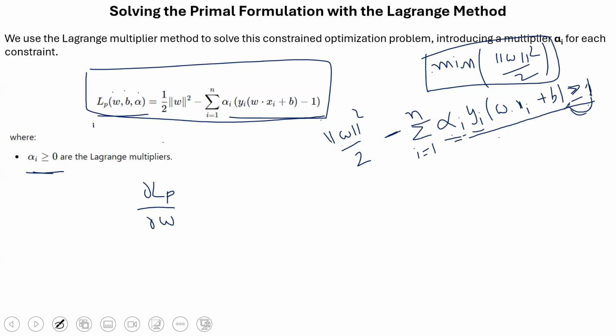Now if you expand this equation, this turns into 1 by 2 w square minus sigma i equal to 1 to n. Break down everything and write it as individual terms: alpha i yi w xi. So this is one term, and minus sigma i equal to 1 to n alpha i yi b. My minus into minus will become plus, plus sigma i equal to 1 to n alpha i. That is all what it actually turns into.